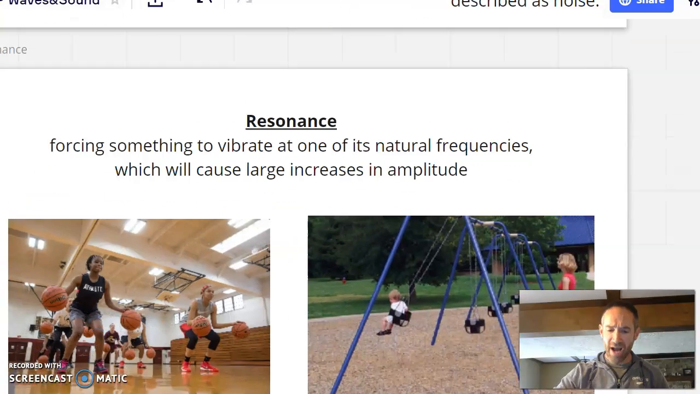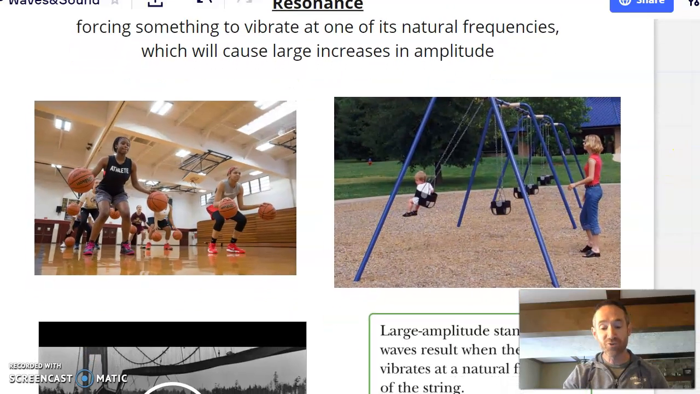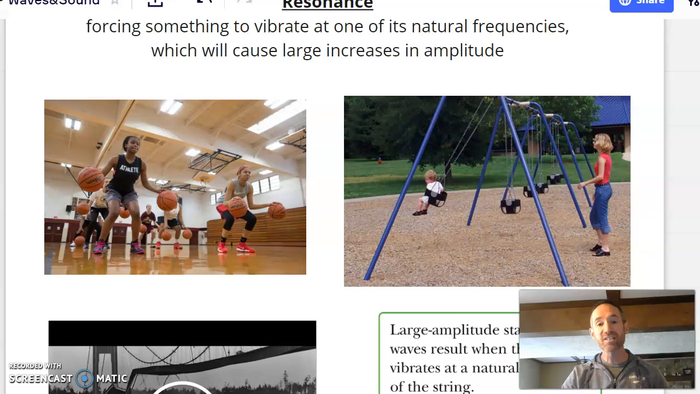Now, why is the natural frequency important? Because if you can find it, and if you can make the object vibrate at that natural frequency, then you're going to get those humongous increases in amplitude. That condition is called resonance. Resonance is forcing something to vibrate at one of its natural frequencies, and that will cause large increases in amplitude.